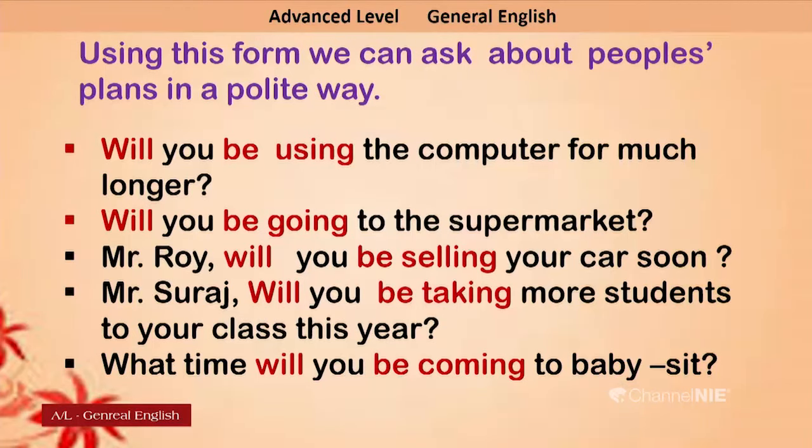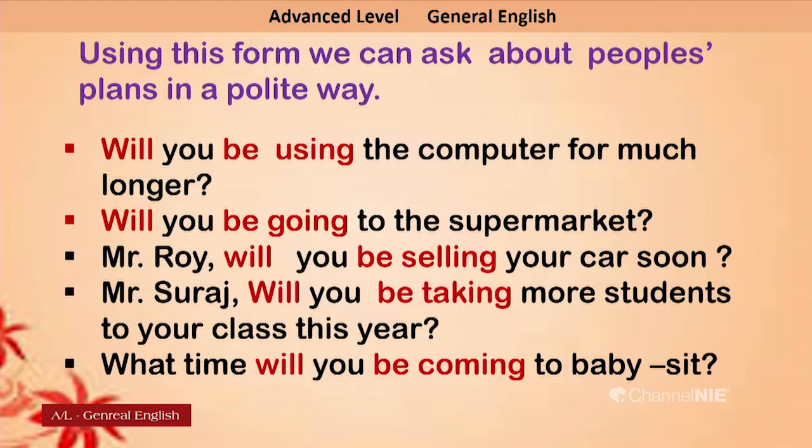Next one, Mr. Roy, will you be selling your car soon? Mr. Suraj, will you be taking more students to your class this year? Future plan, right? So, instead of asking, are you going to take more students, we can just say it politely: Mr. Suraj, will you be taking more students to your class this year?